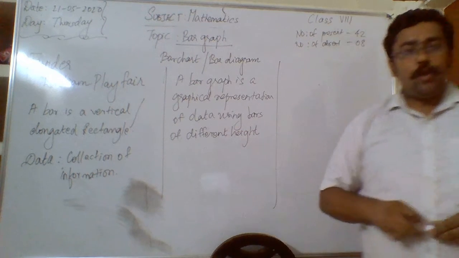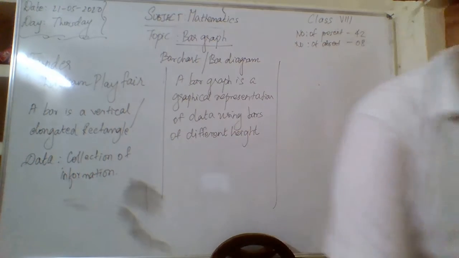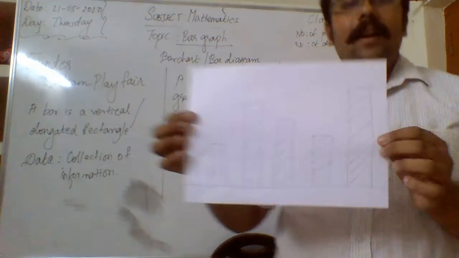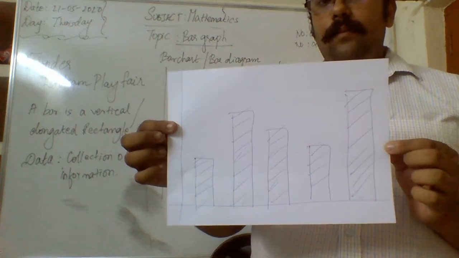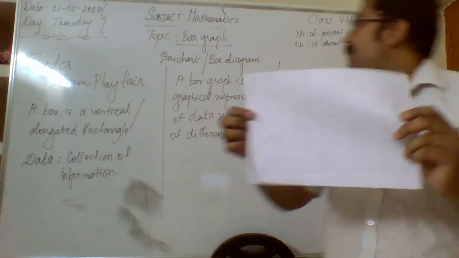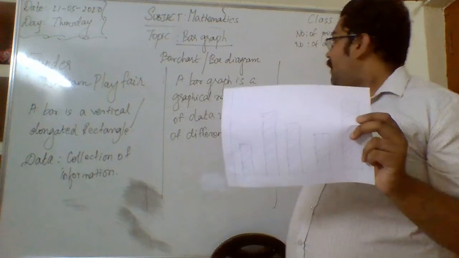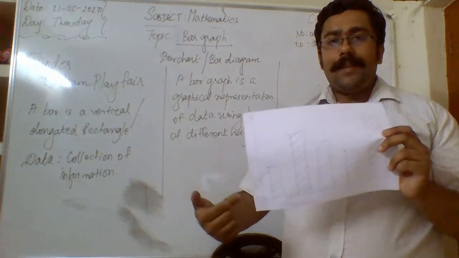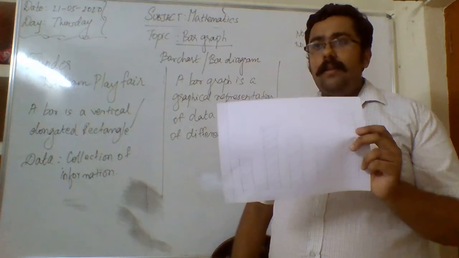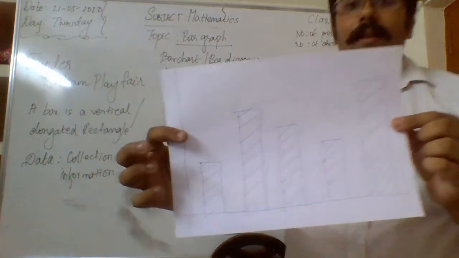Okay, now I am going to show you a model of a bar graph. So a bar graph will look like this. Okay, and see, you are using bars of different heights. So from the definition you can tell a bar graph is graphical, a graphical representation, and you are using bars and all have different heights. So did you understand what a bar graph is? Okay.